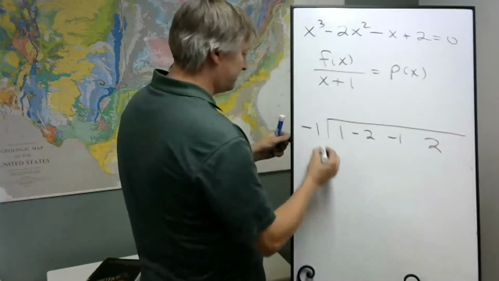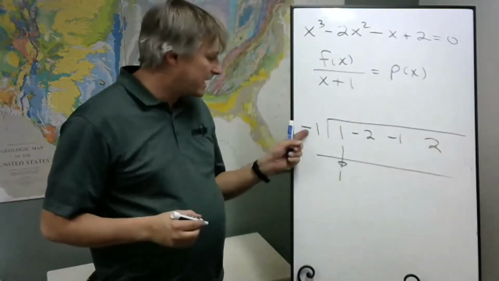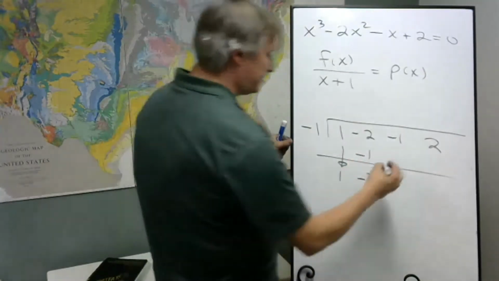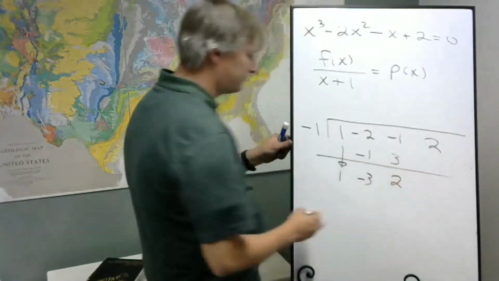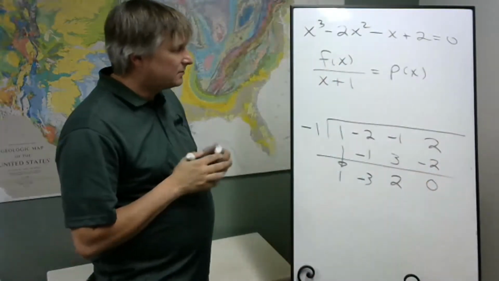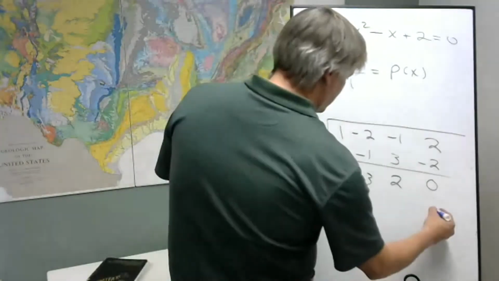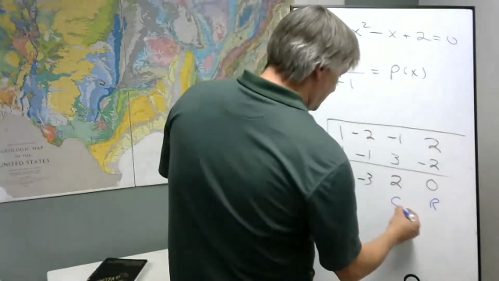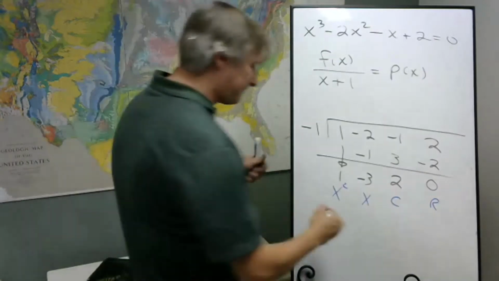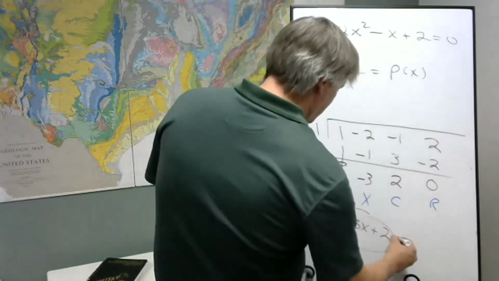Kind of switch the sign to negative 1. Bring down 1. So now we go. Negative 1 times 1, negative 1, add them, negative 3. Negative 1 times negative 3 is 3, add them, 2. Negative 1 times 2, negative 2, and we get 0. So this means if we divide f of x by x plus 1, we get p of x. So what's p of x? Well, here's the remainder, which is 0. That kind of helps. The constant term, coefficient for x, coefficient for x squared: x squared minus 3x plus 2. This is p of x.